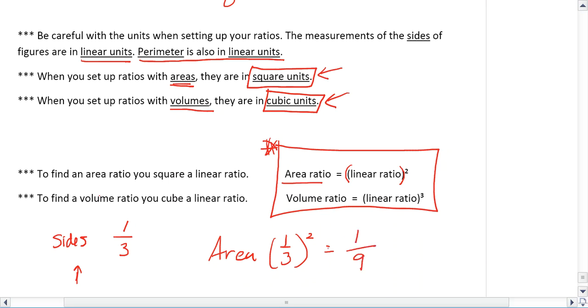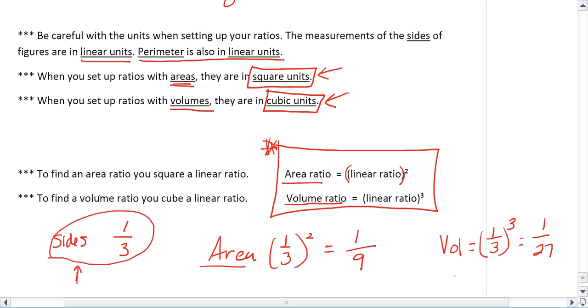That's 1/9. And then if we had this same ratio of the sides and we were asked to do a volume problem, to get a volume ratio, we'd take that same 1/3 and we would cube it. Okay, 1 cubed is 1, and 3 cubed is 27. So that's just a quick example to show you cannot use the ratio of the sides in an area or volume problem. You have to square it for an area problem and cube it for a volume problem. So let's look at some examples of both of these.